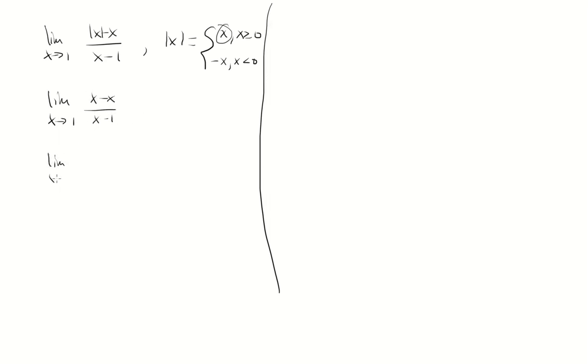Now x minus x is 0, so this will be 0 over x minus 1. And here it's a mistake to plug in 1 for x, because 0 over x minus 1 is just 0. So we can stop there and say that the limit is equal to 0.